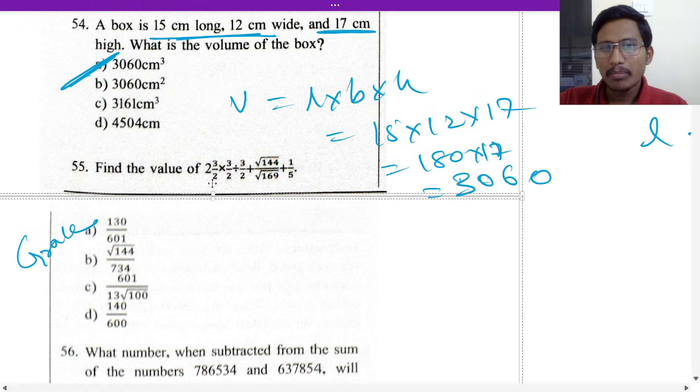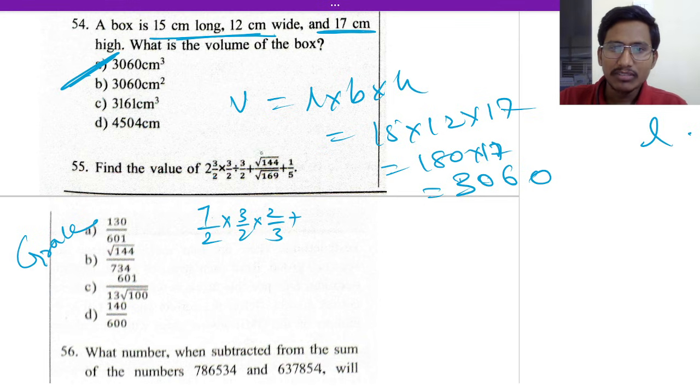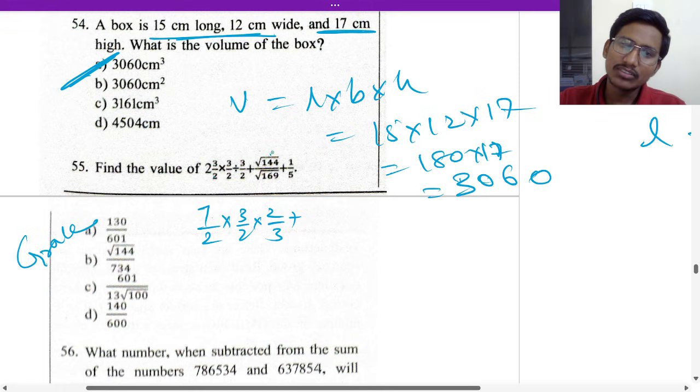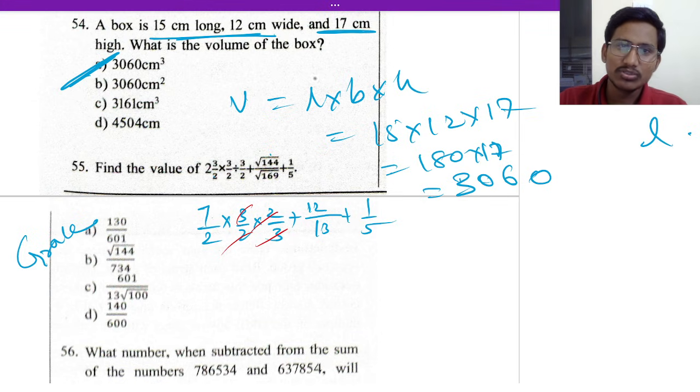So here it is 2 to the 4, 4 7 by 2, that is 7 by 2 here, and this into 3 by 2 divided by, means reciprocally you have to multiply 2 by 3, plus 14, 144 root is 12, divided by 169 is 13, plus 1 by 5. So cancellation, 3 3 cancel, 2 2 cancel, so 7 by 2 into 1, so 7 by 2 only. Okay, so 7 by 2 and then 12 by 13 plus 1 by 5.